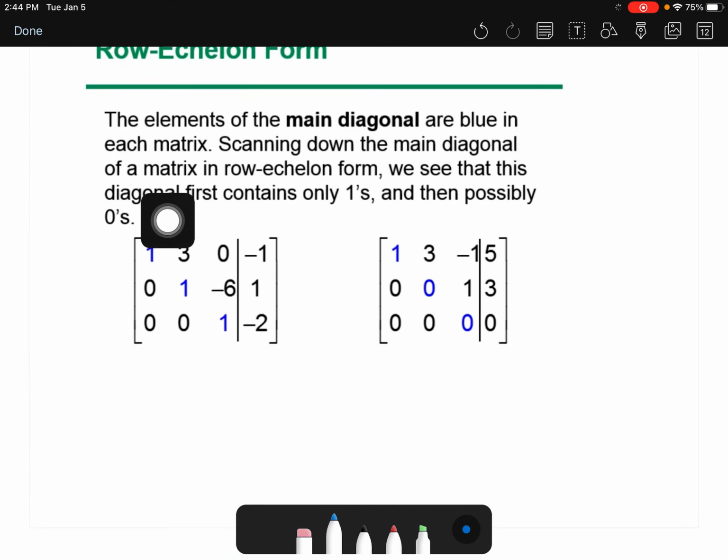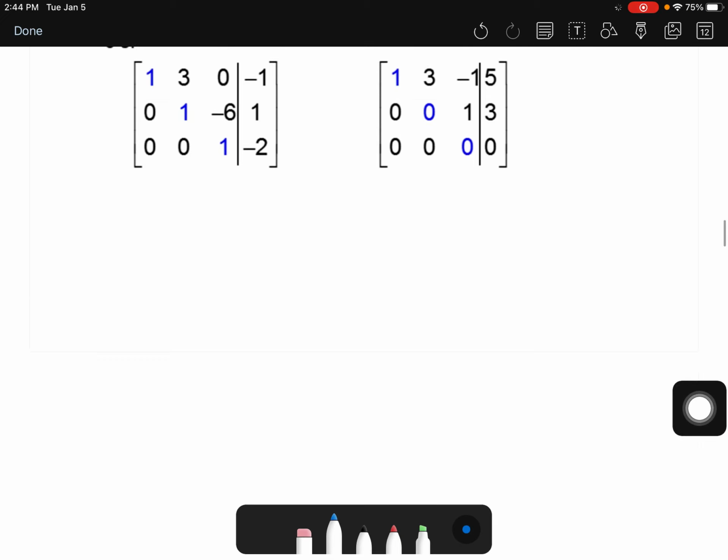And they do explain that a little bit more in detail here. The elements of the main diagonal are blue in each matrix. Scanning down the main diagonal of a matrix in row echelon form, we see that this diagonal contains only 1s, possibly some 0s. Like I said, if there are 0s, we know that it's going to be a situation where you have an infinite number of solutions or possibly no solutions. Okay, and like here, for example, if we have 0 equals 0, that's going to be a true statement, meaning that there's going to be an infinite number of solutions. Okay, if we would have 0 here and then some other number like 1, that's going to be a situation where we have no solution.